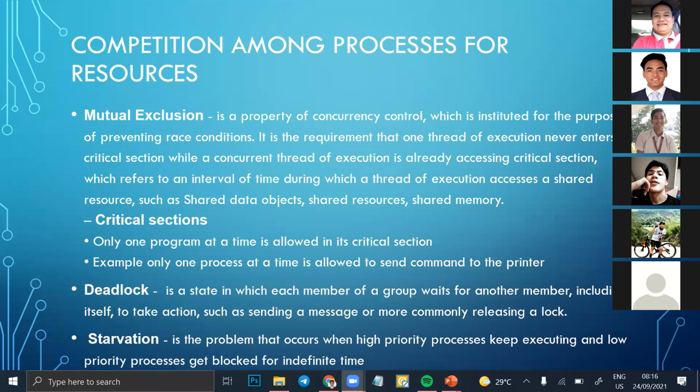The next one is deadlock. It is a state in which members of a group wait for another member, including itself, to take action, such as sending a message or, more commonly, releasing a lock. And lastly, starvation, as we mentioned earlier, is a problem that occurs when a high priority process keeps executing and a low priority process gets blocked for an indefinite time.